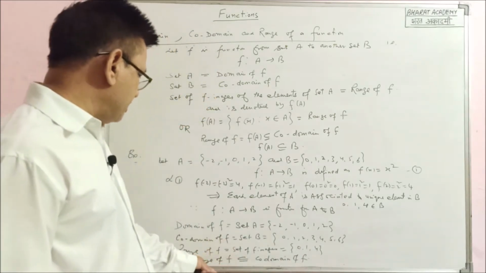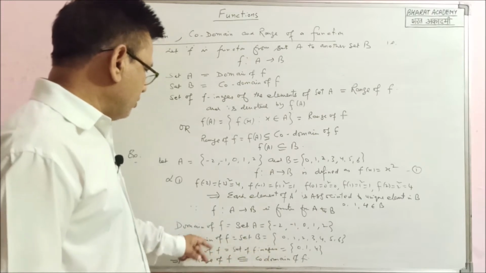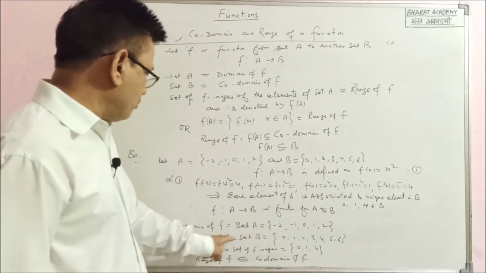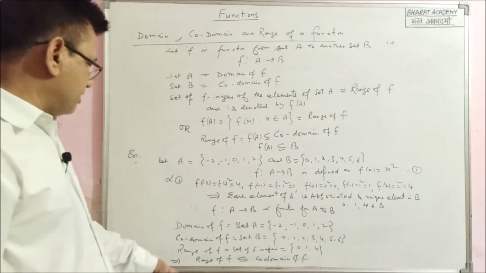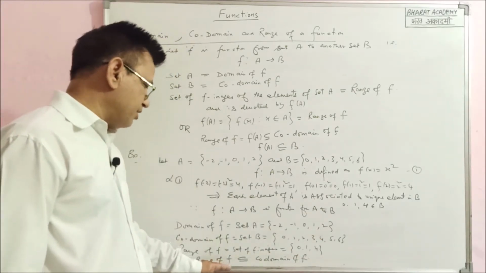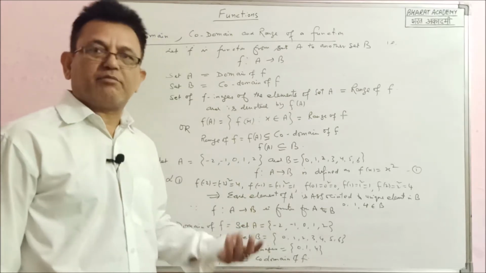It's quite obvious that the range of f, 0, 1, 4, are also elements of the codomain of f, meaning set B, 0, 1, 2, 3, 4, 5, 6. It's quite obvious that the range of any function is always a subset of the codomain of that function.